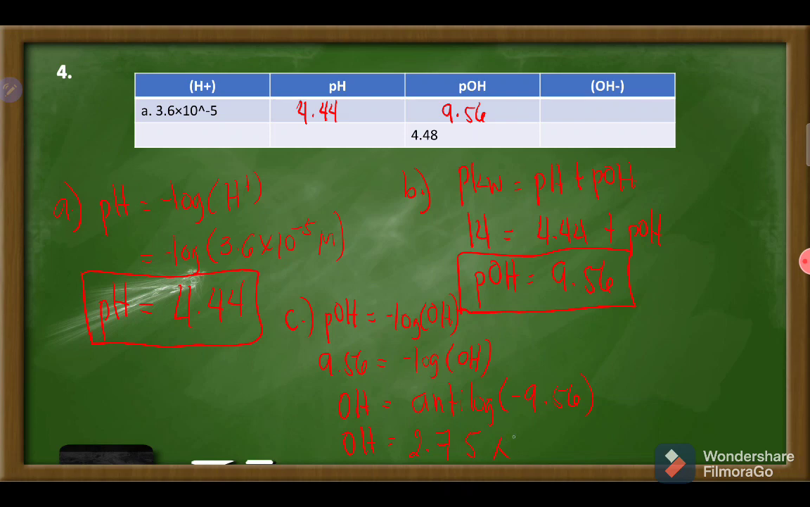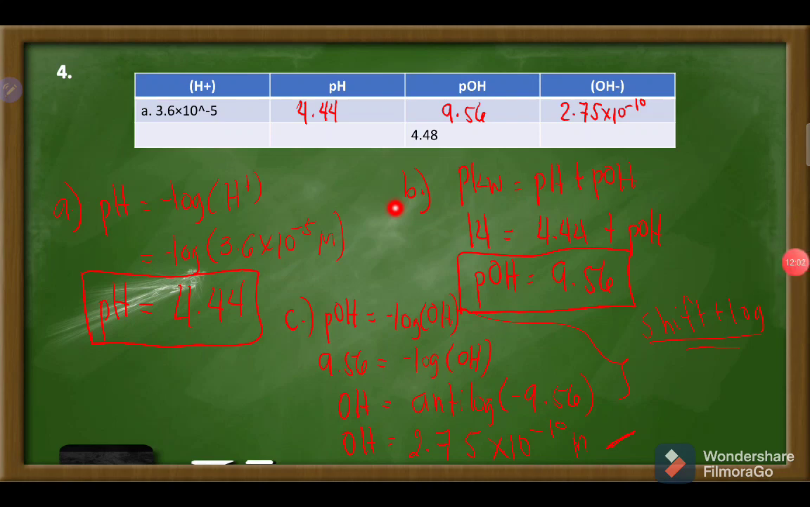So our value for OH will be 2.75 times 10 raised to negative 10 molarity. In this part of the equation, you're going to use the shift log in your calculator, and then input the value, and it will give you the answer 2.75 times 10 raised to negative 10. So we have here 2.75 times 10 raised to negative 10.